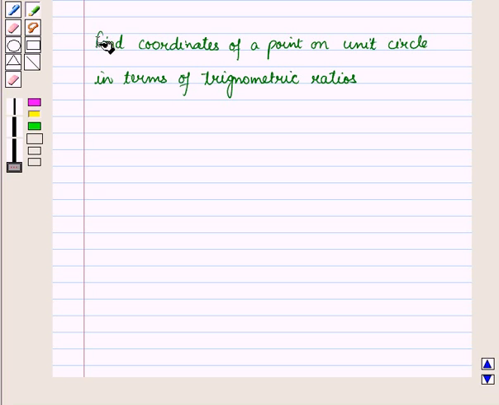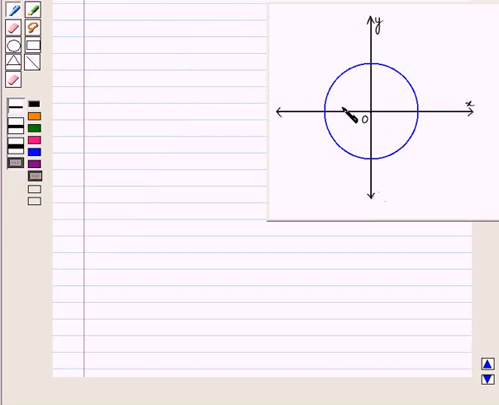Now, let us find coordinates of a point on unit circle in terms of trigonometric ratios. Consider a unit circle, that is the circle with radius 1, and here O is the center of this circle. Now let P be any point on the circumference of this circle. Now let us join OP, and OP is the radius of the circle, which is equal to 1 unit.